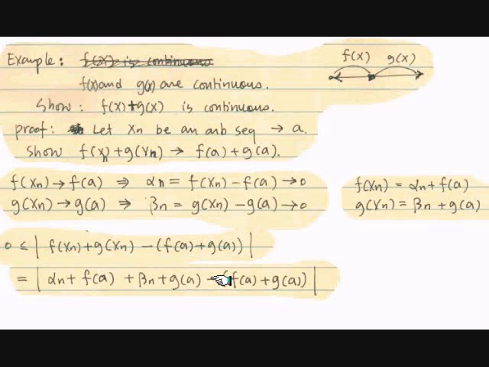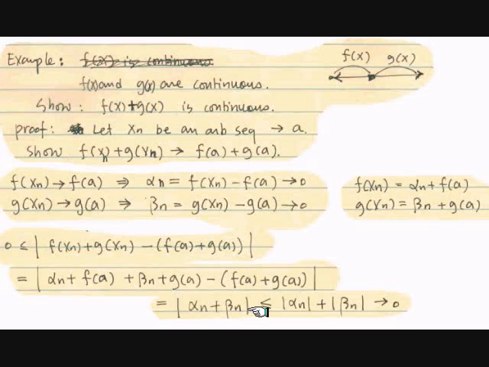What I did next is replace f of xn and g of xn with what we have found here, in terms of alpha n and beta n. So f of xn becomes alpha n plus f of a, and g of xn becomes beta n plus g of a, like we have found here. The nice thing that happens is that f of a and g of a cancel nicely with f of a plus g of a right there. So the inside nicely simplifies to alpha n plus beta n.